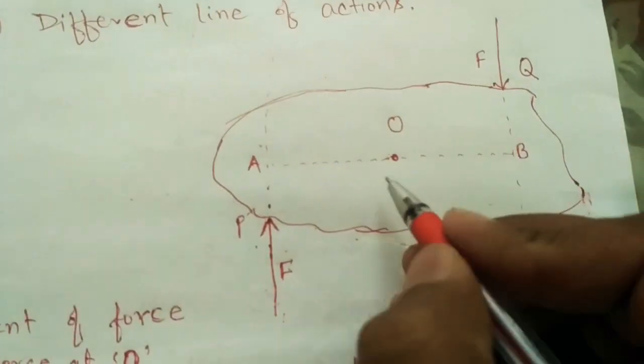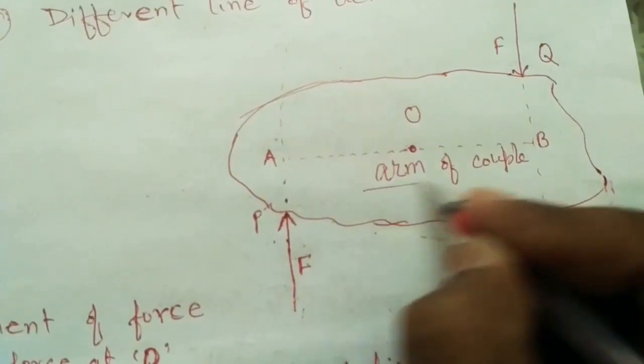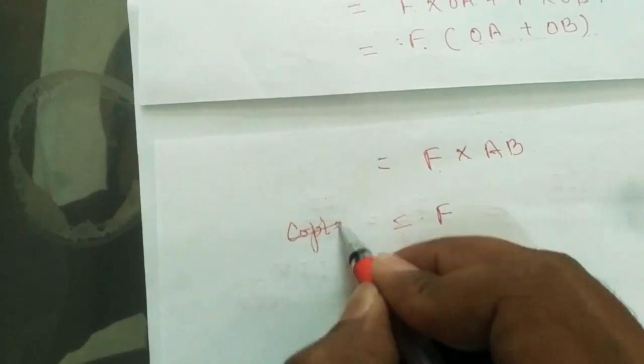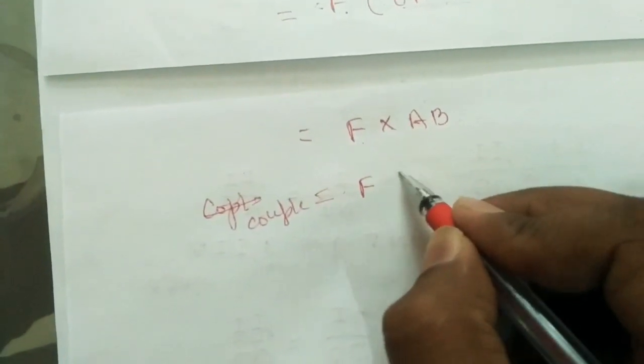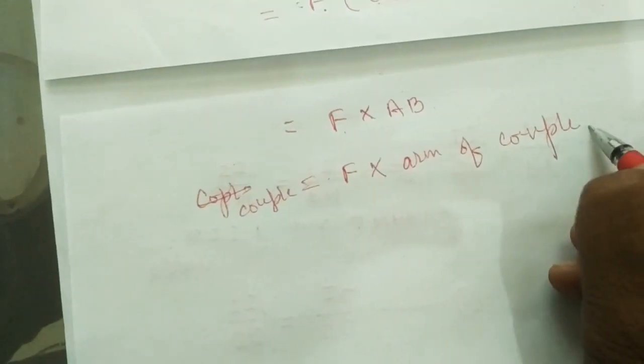Now, this distance A to B is known as the arm of couple. So we can write here that the moment of couple is equal to the force into the arm of couple. So the new definition becomes: the moment of couple is equal to either force. Why either? Because both forces are equal, so we can take any of them. So the moment of couple is defined as the product of either force acting on the body and the arm of couple. What is the arm of couple? The perpendicular distance between the two lines of action.